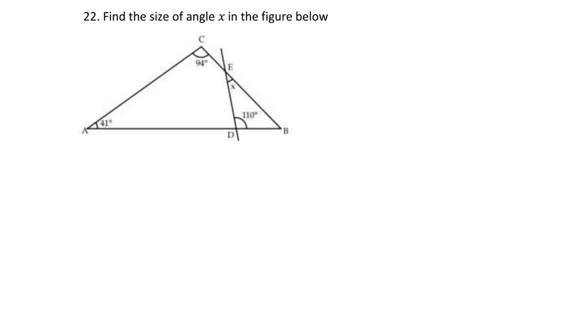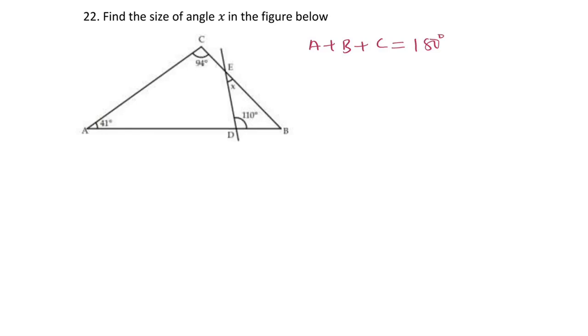Question number 22. Find the size of angle X in the figure below. So we've been given the figure there. For this one, first let us find the value of angle B from triangle ABC. We know that the summation of all the angles in a triangle equals 180 degrees. We can say that A plus B plus C equals 180 degrees.